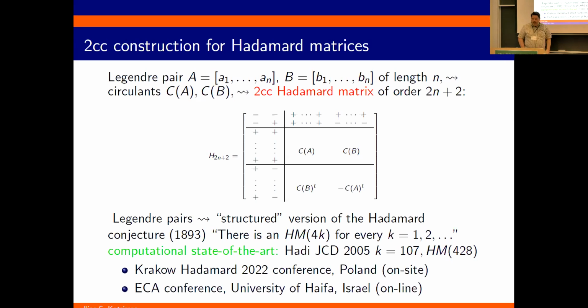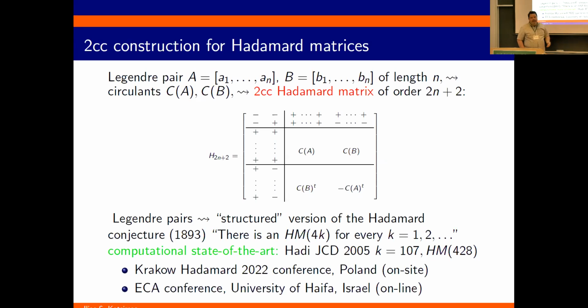Okay, so this is a very simple construction that guarantees that whenever you have a Legendre pair of order p, or order anything, you get a Hadamard matrix of order 2n plus 2. And in fact, if you think about it, 2n plus 2, when n goes through all of the odd numbers, is exactly the range of multiples of 4. Therefore, what we can sort of conclude here is that Legendre pairs furnish a structured version of the Hadamard conjecture.